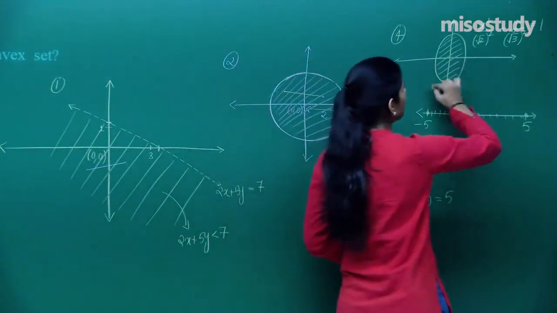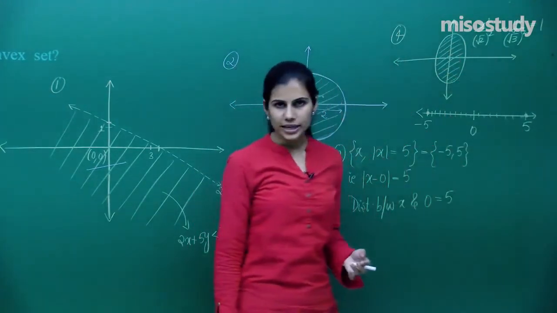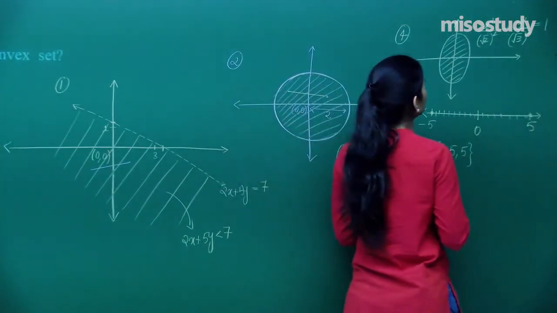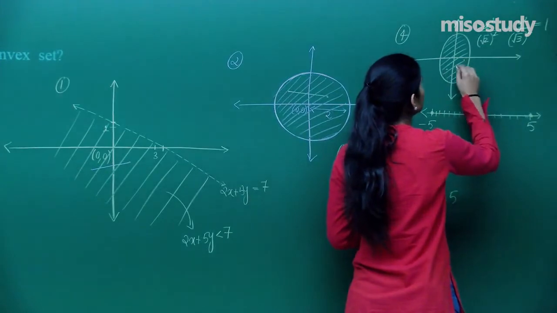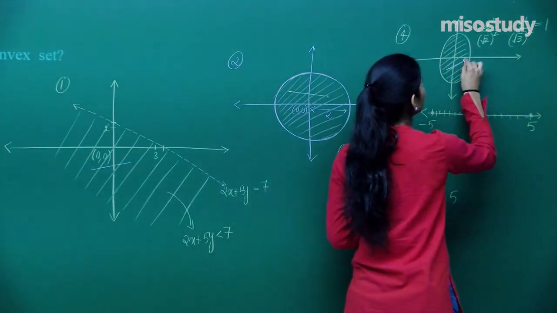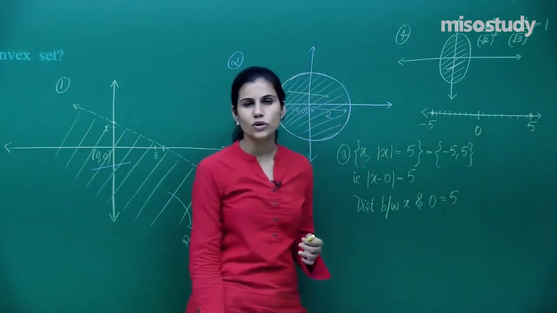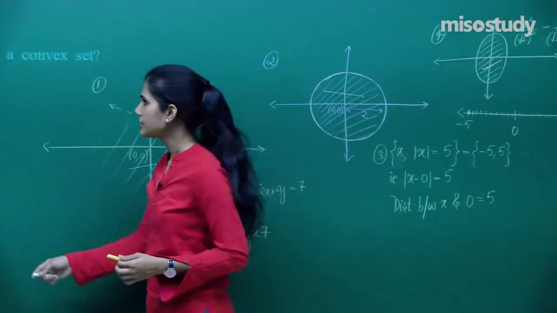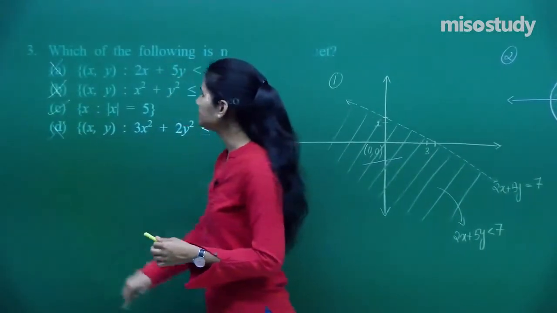So this happens to be my region represented by 3x² + 2y² ≤ 6. And this is clearly convex because you pick up any 2 points in this shaded region, boundary is also included. When you join those 2 points, the straight line joining those 2 points is lying in the same region. So even this is a convex set, so this is a wrong option.